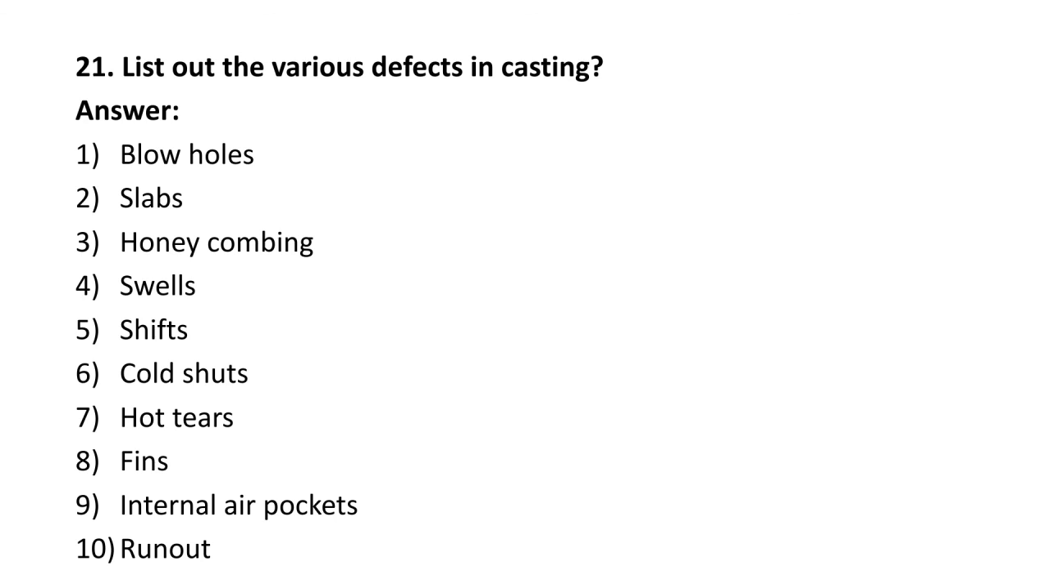The last question, list out the various defects in casting. This is very important. So the first type is blowholes, then scabs, honeycombing, swells, shift, cold shut, hot tears, fins, internal air pockets, and runout. These are nothing but a few types of defects found inside the casting or over the casting.